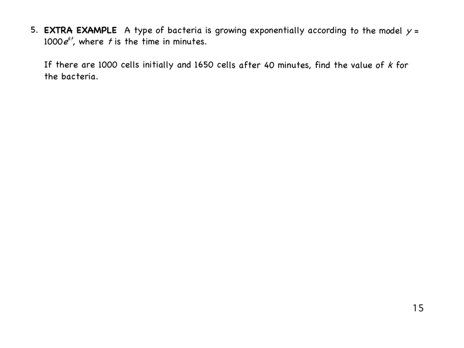Okay, example 5. A type of bacteria is growing exponentially according to the model y equals 1,000 e to the kt, where t is the time in minutes. If there are 1,000 cells initially and 1,650 cells after 40 minutes, find the value of k. Okay, find the value of k. Tells us this is continuous. Tells us there are 1,000 cells initially. That is our principal amount. 40 minutes is time, and then we have how many cells there are after that amount of time.